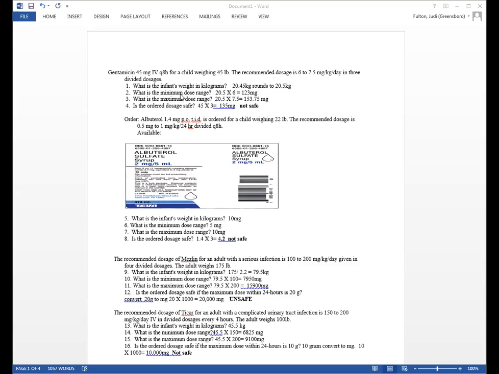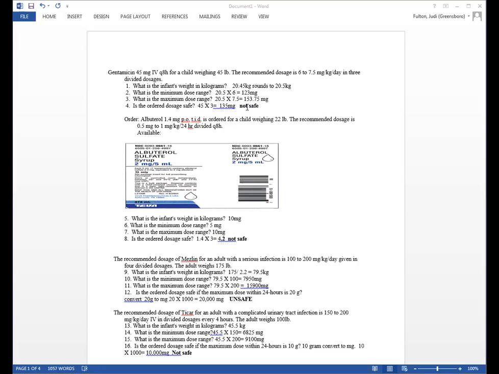The minimum dosage rate, we'll take the weight, 20.5, times the low dose, which is 6. That calculates to 123 milligrams. The maximum, same thing, the weight, 20.5 kilograms times 7.5 milligrams. That gives us 153.75 milligrams. Is the order safe? We'll look here. The ordered dose is 45 milligrams every 8 hours. So every 8 hours is how many times a day? It's 3 times a day. So you multiply the 45 times 3, we get 135.